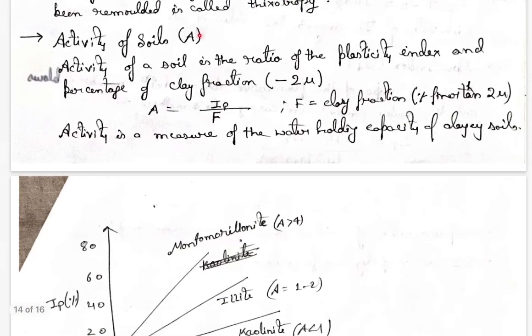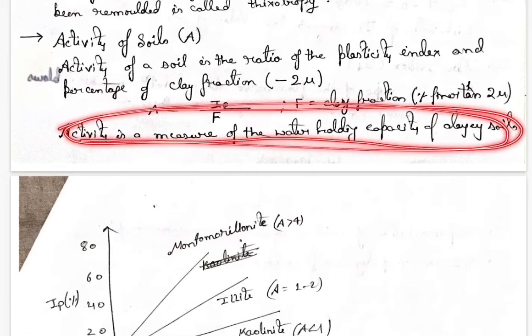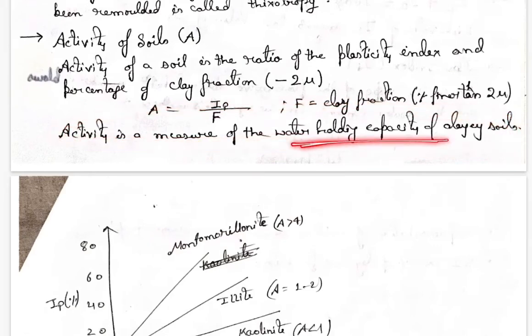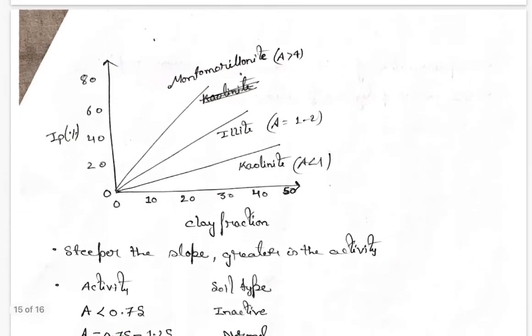Okay, next is activity of soil denoted by A. Activity of a soil is the ratio of plasticity index and percentage of clay fraction. जो भी आपके पास सॉइल है उसमें क्ले फ्रैक्शन कितना है उसका परसेंटेज आप निकाल लीजिए. ठीक है. और IP दैट इज प्लास्टिसिटी इंडेक्स डिवाइडेड बाय F दैट इज क्ले फ्रैक्शन, ये आपको एक्टिविटी दे देगा. ठीक है. एक्टिविटी का मतलब क्या है? एक्टिविटी इज द मेजर ऑफ वाटर होल्डिंग कैपेसिटी. फिजिकली क्या इसका मतलब है? वाटर होल्डिंग कैपेसिटी ऑफ क्ले सॉइल. कितना वाटर होल्डिंग कैपेसिटी है ये एक्टिविटी से पता चल जाएगा.